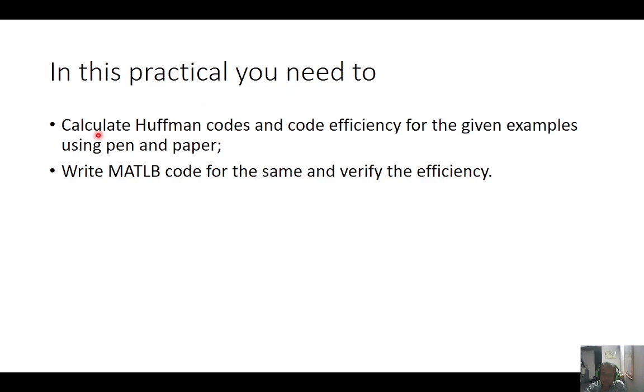So in this practical, you are supposed to follow two steps. First, you calculate the Huffman codes and code efficiency for the given examples using pen and paper. Then you write the MATLAB code for the same and verify the efficiency. Of course, you will be able to compare the efficiency you get with pen and paper and with the MATLAB code. That should be matching.